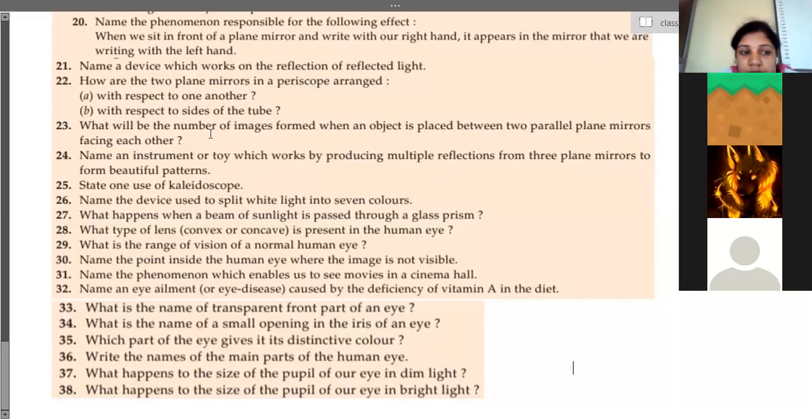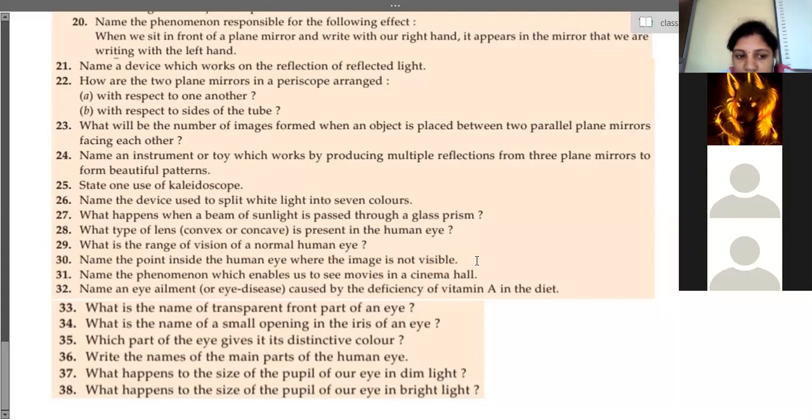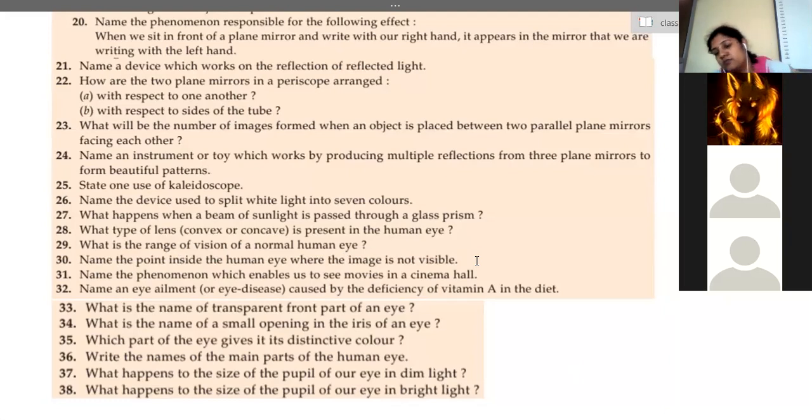What was the 30th answer? What is the point inside the human eye where the image is not visible? Ma'am, blind spot. Blind spot. Name the phenomenon which enables us to see a movie in a cinema hall. Persistence of vision. The image stays on the brain for 1/16th of a second. And if a second image falls in less than this time, then the two images will be merged together.